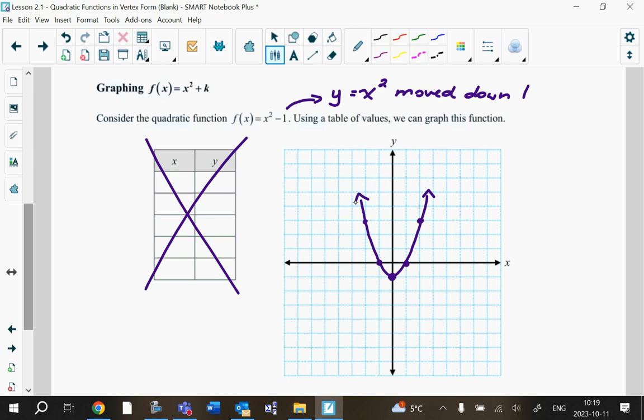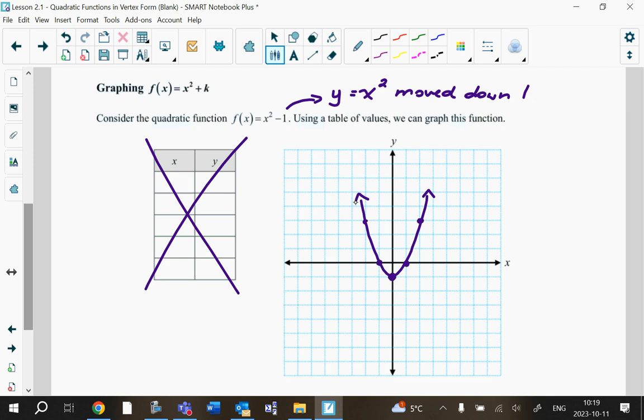I was taught it using a table of values first, but I find actually this is better. All right. And so, if it was plus 3, then we'd take x squared and move it 3 up. If it was minus 10, we'd take x squared and move it 10 down. When you graph these things, always start with the vertex. And then you can get the other points on the parabola.